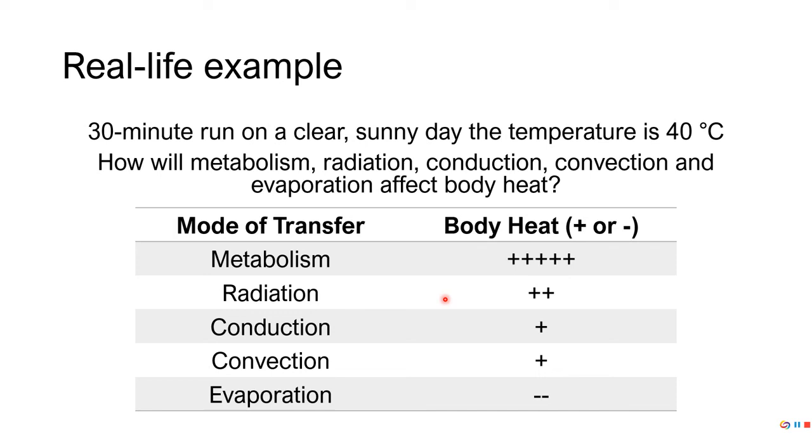Okay, and odds are if I'm running when it's 40 degrees outside, that the ground, especially if I'm running on asphalt, will be much hotter than that because it holds on to that heat. And then convection, the air is 40 degrees Celsius. My body's only 37. Okay, I'm going to gain a little bit of heat just through the act of convection. However, if evaporation is occurring, I'm going to lose heat through evaporation.